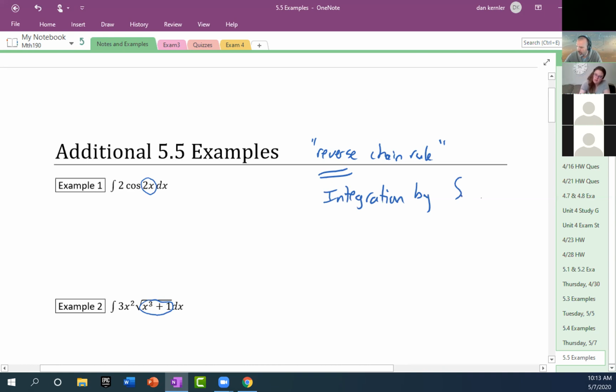And I don't know if you remember when we first did the chain rule, we did it as substitution. Like we did, well, let's let u equal, and then we did a substitution. That's what we're going to do here as well. So for example 1, I'm going to let u, and u is usually the inside function. So I'm going to let u be 2x.